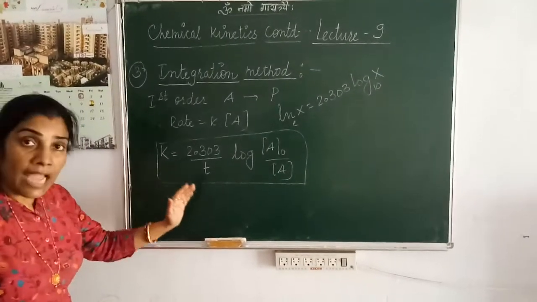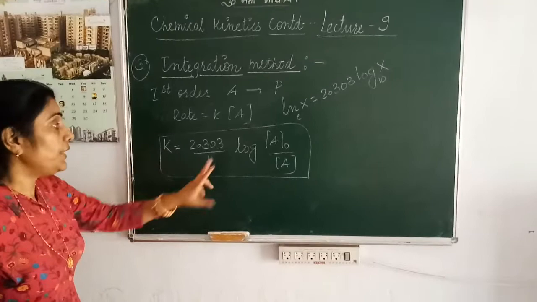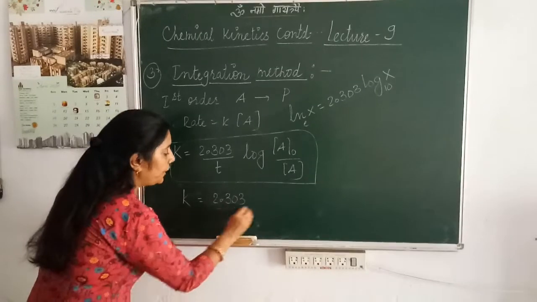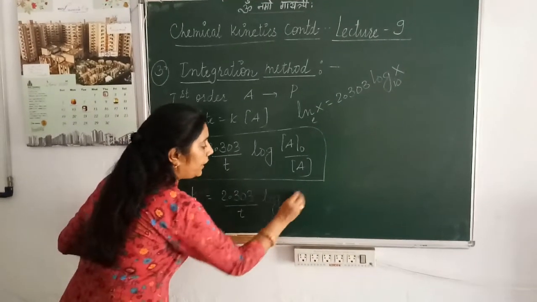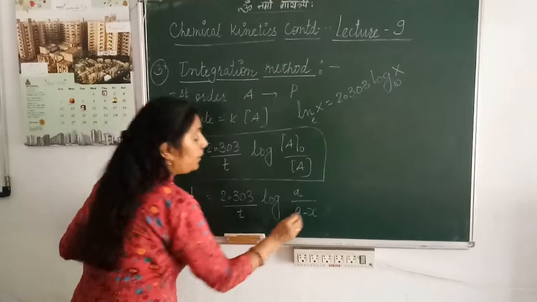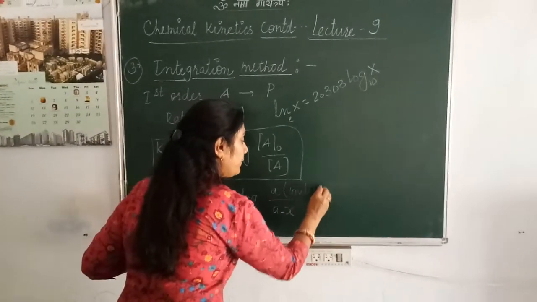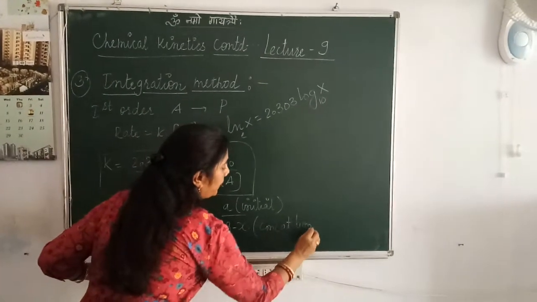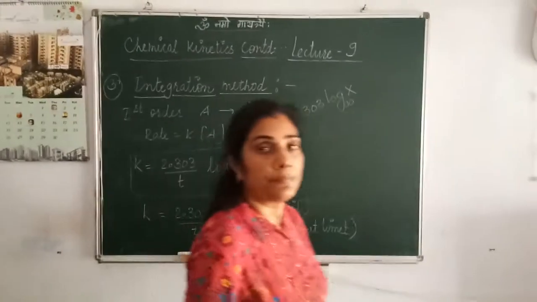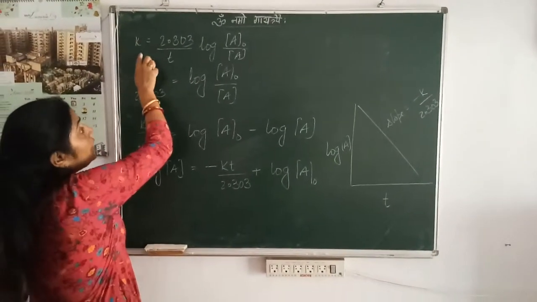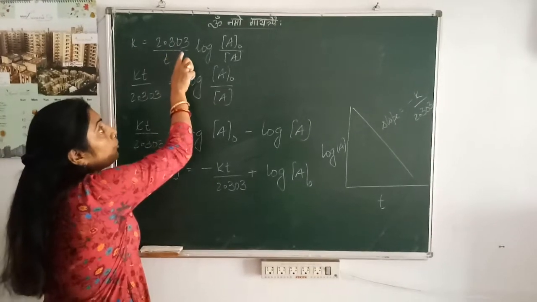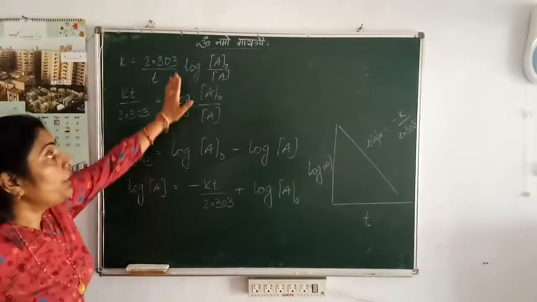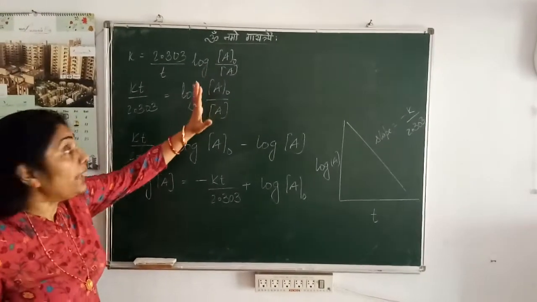All first order reactions will proceed through this expression, and we can also write it as K is equal to 2.303 by T log a by a minus x, where a is the initial concentration and a minus x is the concentration at time T. So from first order kinetics, K is equal to 2.303 by T log A naught by A. A naught is the initial concentration, A is the concentration at time T.